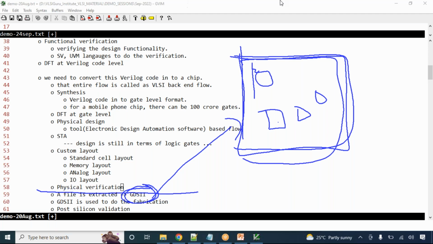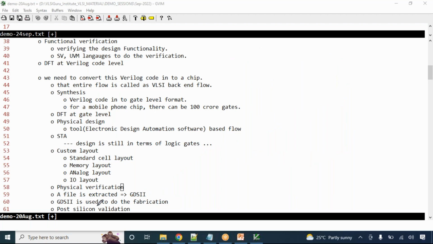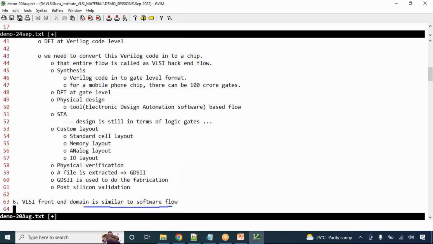So what do we do? Once we have that GDS2 file, it is used for fabrication. It will be sent to TSMC or SMIC, right? Different manufacturing fabrication units are there. Then using that we fabricate. Once it is done, that chip needs to be verified. Whatever chips we get out of it need to be verified whether the chip is working properly or not. That step is called post-silicon validation.